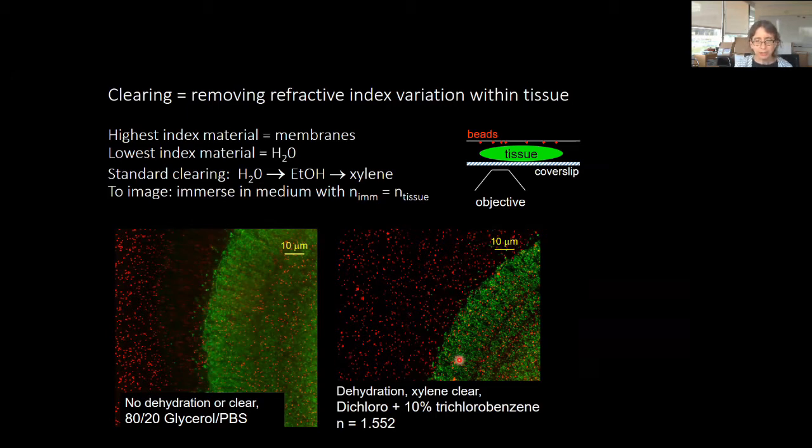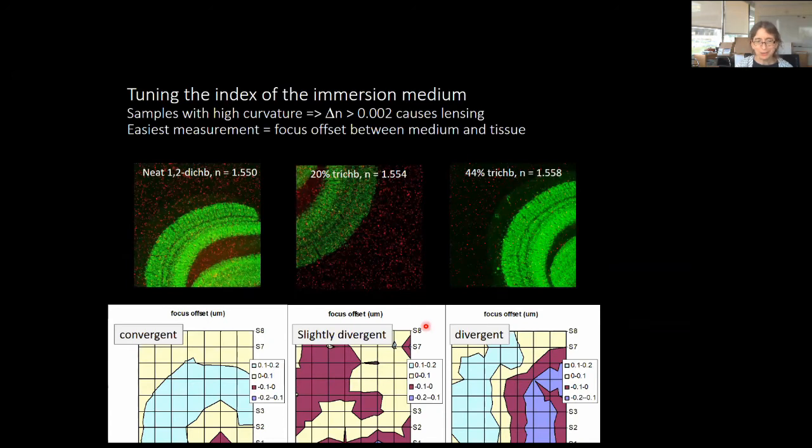If you go through this clearing process and you wind up with xylene cleared tissue, we figured out how to engineer an immersion medium, which is a mixture of dichloro and trichlorobenzene with an index of 1.552. And now the beads are imaged really nicely outside the tissue and through the tissue and even at the edge. So that's a really pretty picture. How do you actually get to that place? How do you tune the index of the immersion medium so that you get to that result?